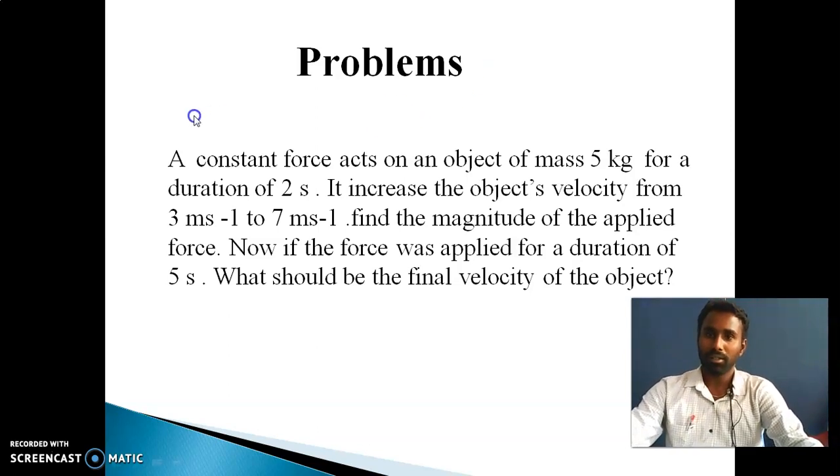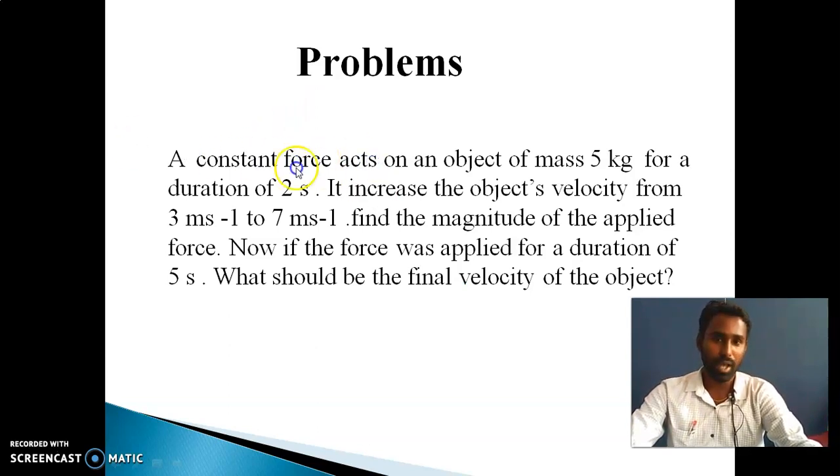The first problem: a constant force acts on an object of mass 5 kg for a duration of 2 seconds. It increased the object's velocity from 3 meter per second to 7 meter per second. Find the magnitude of the applied force. Now if the force was applied for a duration of 5 seconds, what would be the final velocity of the object? To understand the problem better, you have to read it once again.